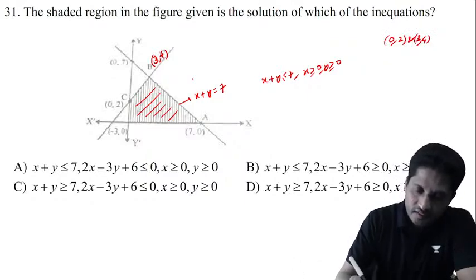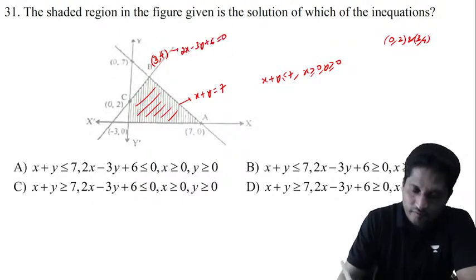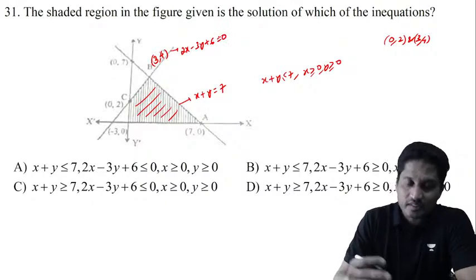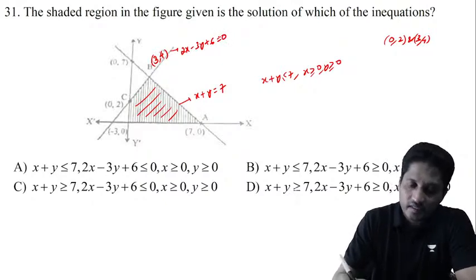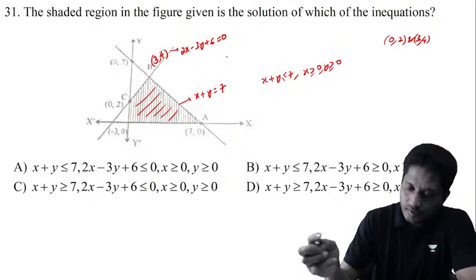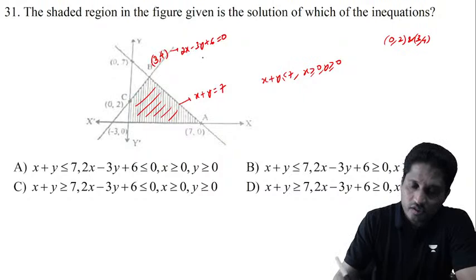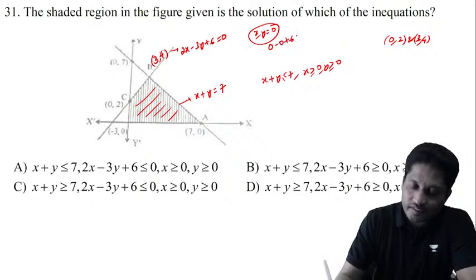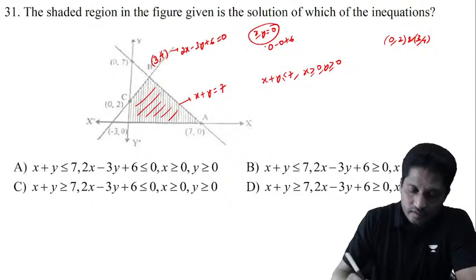So the left out line will actually be 2x minus 3y plus 6 equal to 0. Use the 2-point form. It is towards the origin, right? So if I put x 0, y 0, you will get 0 minus 0 plus 6, which is obviously 6, greater than or equal to 0.